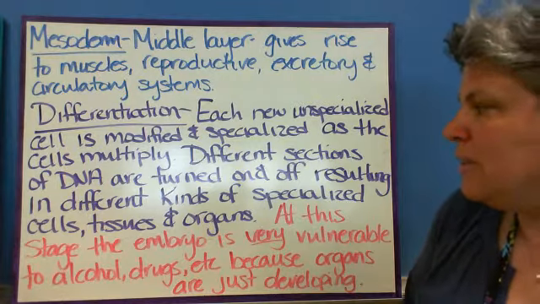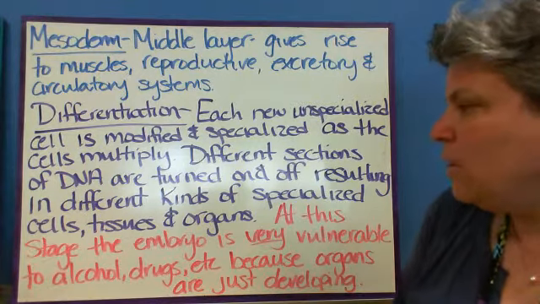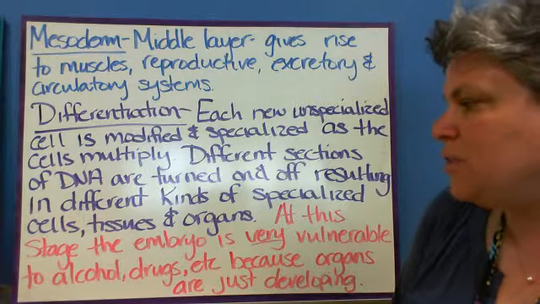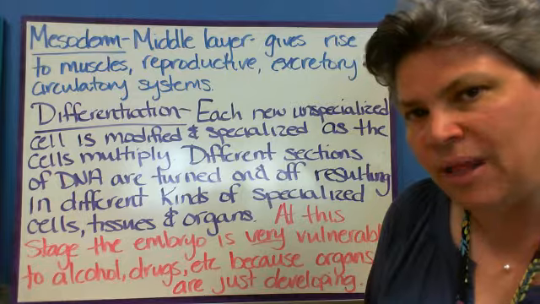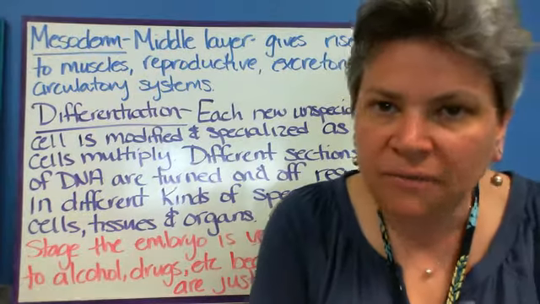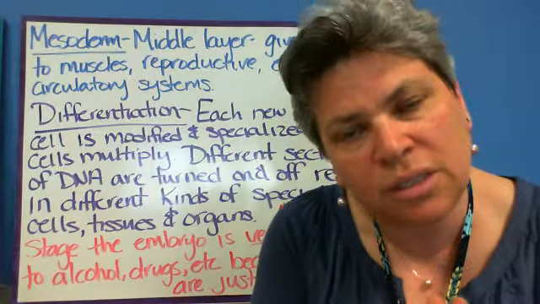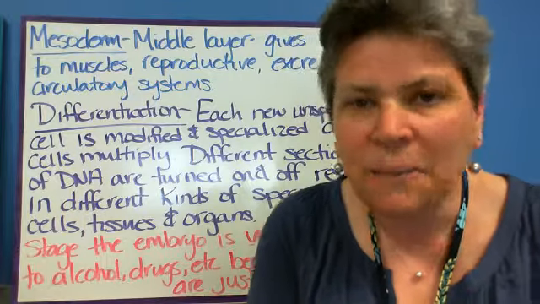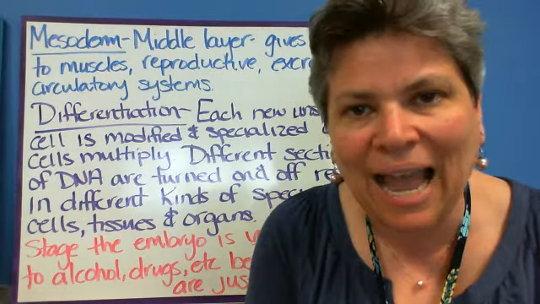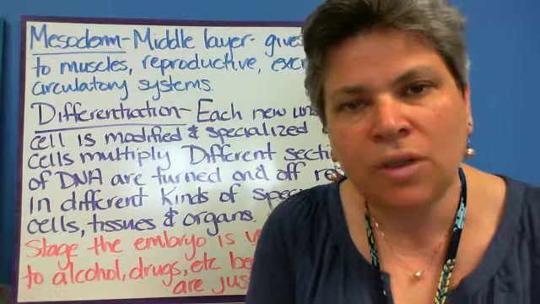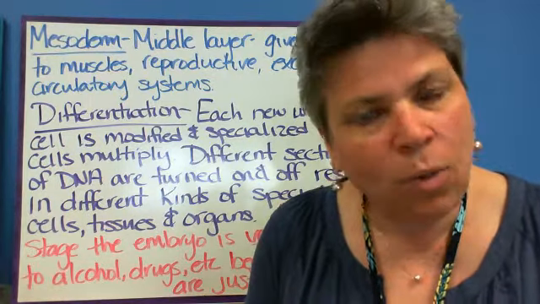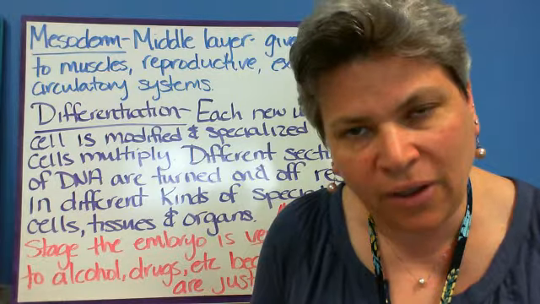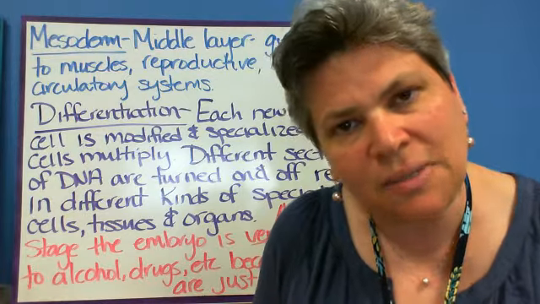Different sections of DNA are turned on and off, resulting in different kinds of specialized tissues, cells, and organs. So think about that for a minute. If it's cleavage, if it's mitosis that produces each one of those cells, that means each one of those cells has exactly the same DNA. So that means my heart cell has the same DNA as my kidney cell. Well, my heart and kidney don't perform the same function. So how can they have the same DNA?